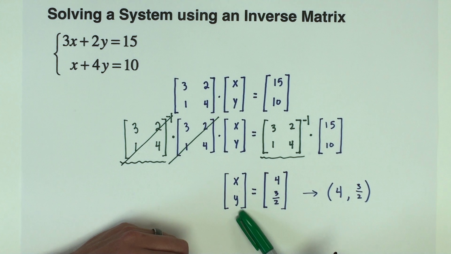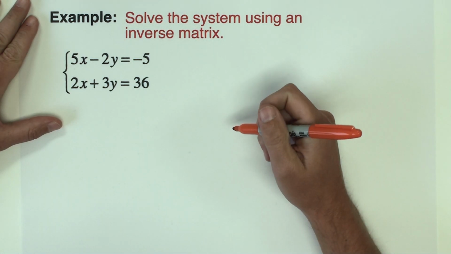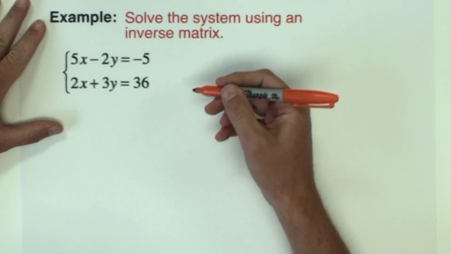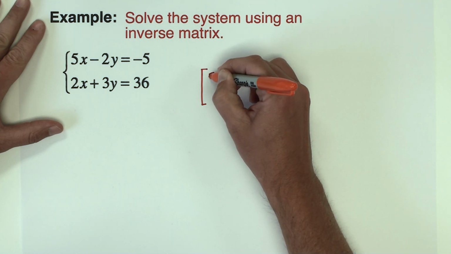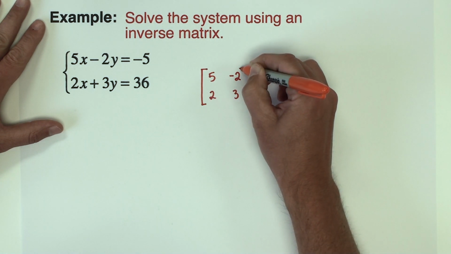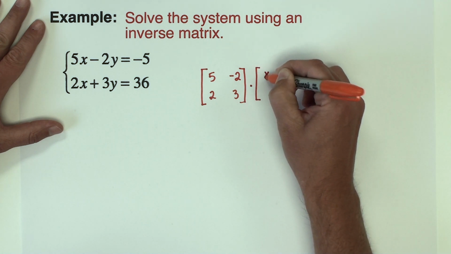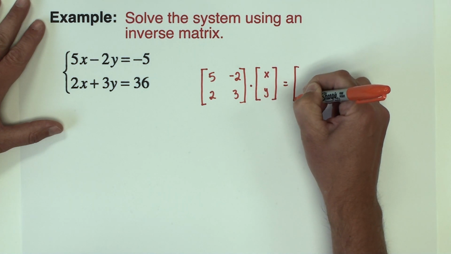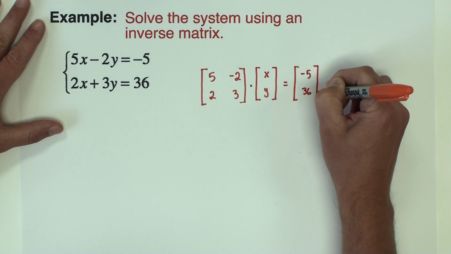All right, this example, we're going to solve this one all the way through with the help of the calculator. We're going to solve this system using an inverse matrix. So I'm going to start by writing my matrix equation, which is this. I need my coefficients, 5, -2, 2, 3. I'm going to multiply that by the variables, which is x and y. And that is going to equal the solutions to our equation in a 2x1 matrix, -5, 36.